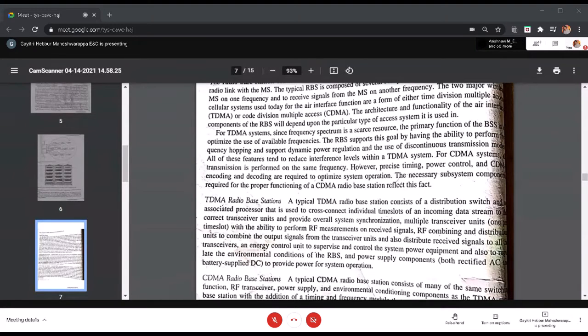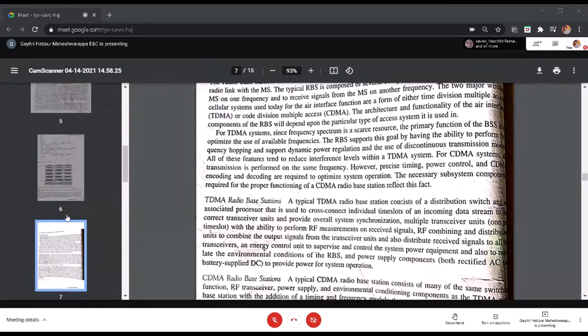But in case of a TDMA system, frequency spectrum is a scarce resource, so it is divided. The primary function of the base station system is optimized use of available frequencies. It also uses frequency hopping and supports dynamic power regulation and discontinuous transmission modes. All these features are used to reduce the interference levels within a TDMA system. So the entire frequency spectrum is divided, and each divided frequency channel is allocated to 8 users by dividing it into time slots, and this is how it provides synchronization and connects to the system.